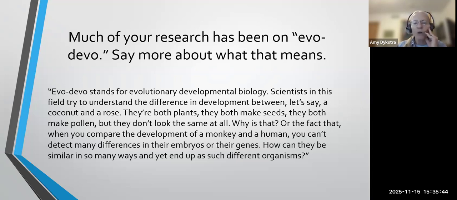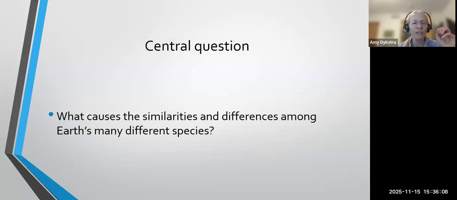Why is that? Or the fact that when you compare the development of a monkey and a human, you can't detect many differences in their embryos or their genes. How can they be similar in so many ways and yet end up as such different organisms? So she does a nice job of encapsulating the kinds of questions that we ask. So the central question that we're going to be thinking about in this next unit is what causes the similarities and differences among Earth's many different species.